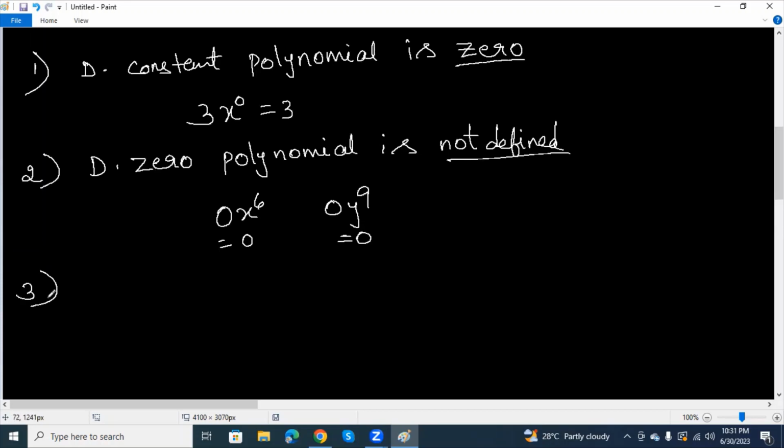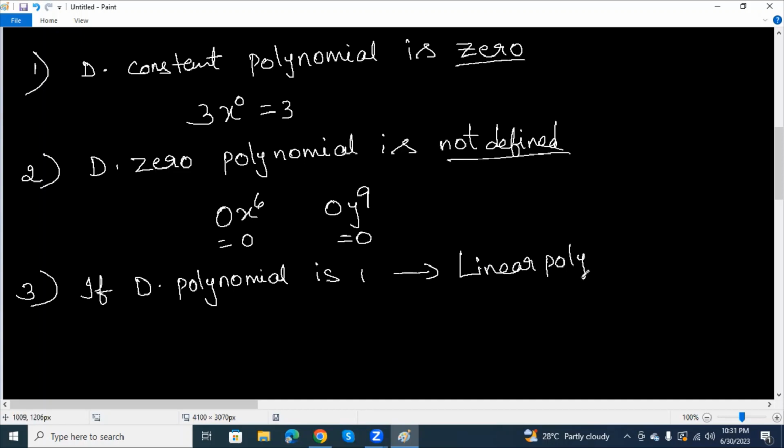Next one. If the degree of a polynomial is 1, it is called a linear polynomial.